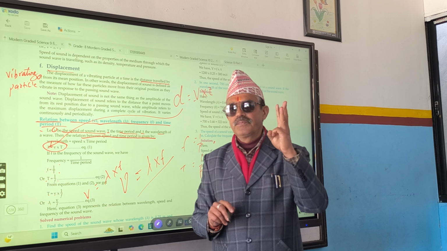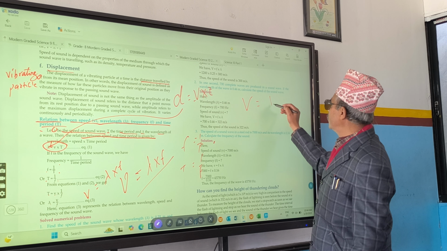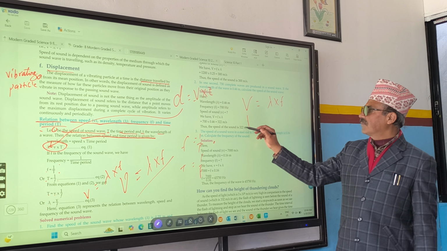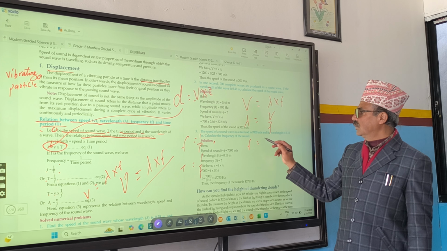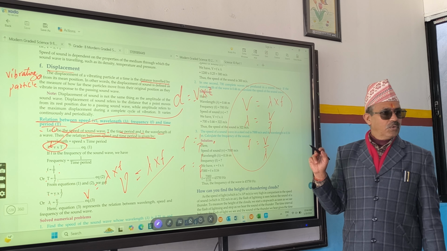How many formulae? What are they? Number one, V equals lambda times F. Second one, lambda equals V by F. Third, F equals V by lambda. Remember this, okay?